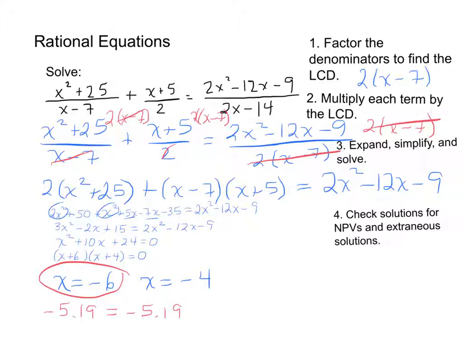And when I fill in x equals negative 4, I get negative 3.73 equals negative, that's not what it equals. I'm looking at the wrong line. Negative 3.23 equals negative 3.23. So, they both work.